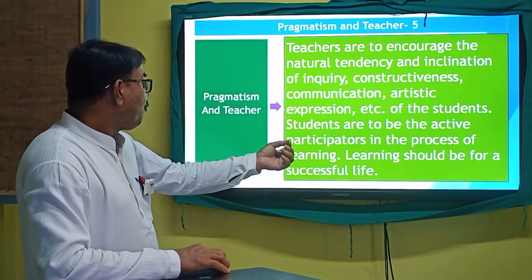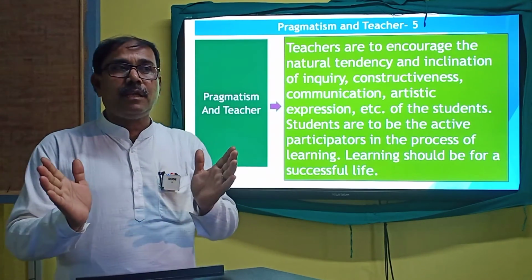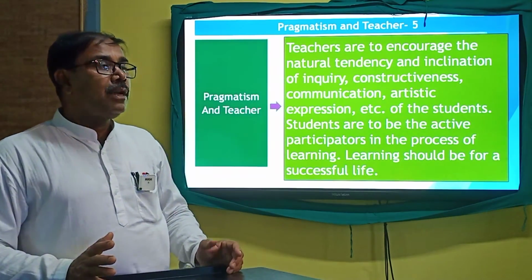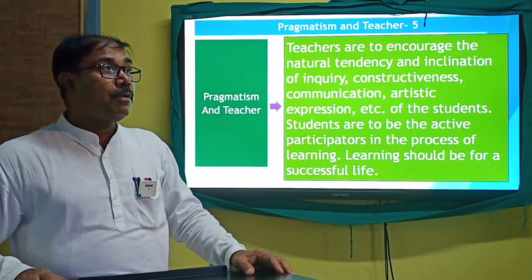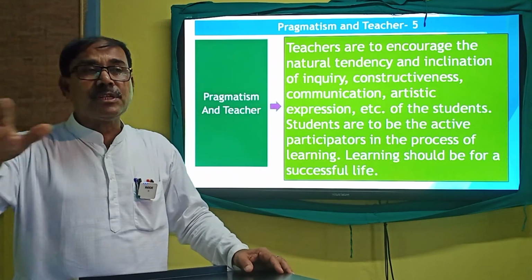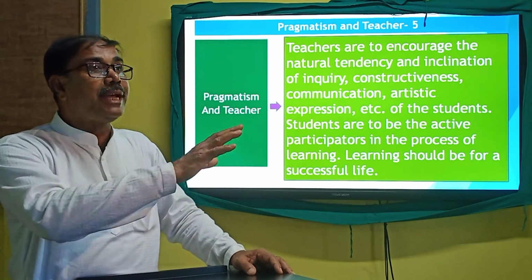Learning should be for a successful life. Learning should be totally practical. Learning should be totally for the preparation to face whatever challenges there may be on life fronts as per the change of time.